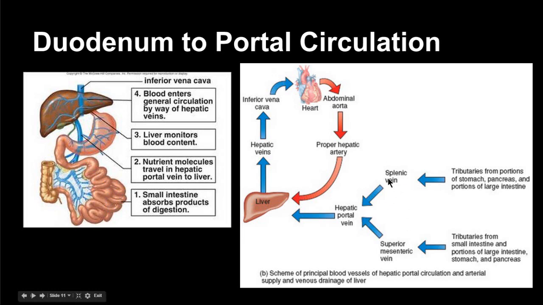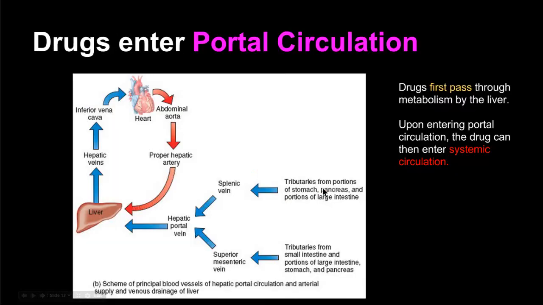You can see that again here. It's not important that you distinguish the splenic vein versus the superior mesenteric vein. It's more important that you just understand that from the small intestine, the drugs will go through the hepatic portal veins of the liver, through the hepatic veins, into the inferior vena cava, and then eventually into systemic circulation through the heart. Okay? So this is really going over what we just talked about. Drugs first pass through metabolism by the liver. That's why it's called first pass metabolism. It's kind of where the term comes from, and you can see that eventually the drug will enter systemic circulation.